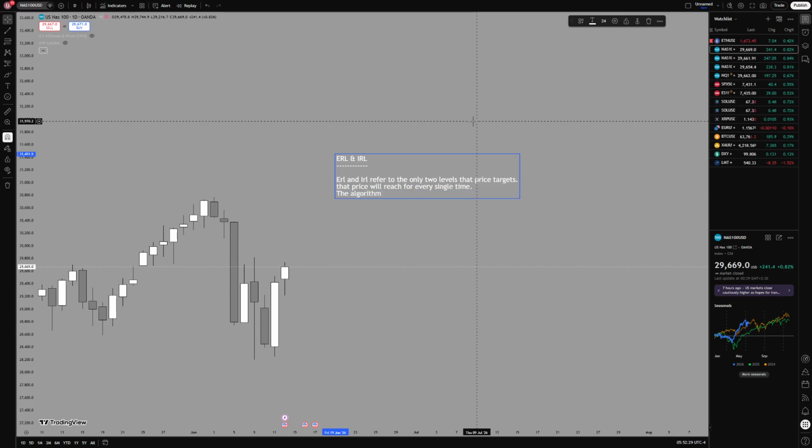The algorithm only cares about delivering from IRL to ERL to IRL to ERL. It does this fractally. Is that the right word? I'm not sure if fractally is an English word that exists, but it does get my point across. It does this fractally across time frames and across multiple AMD cycles.